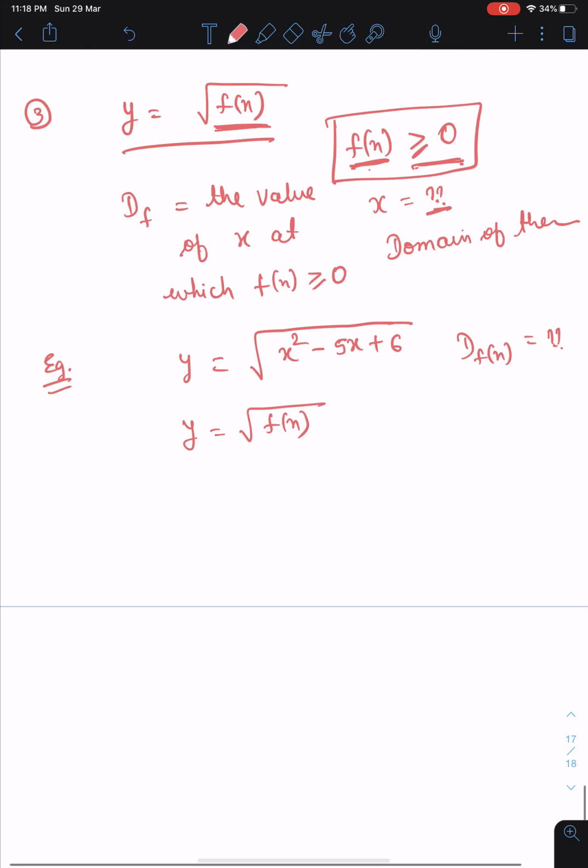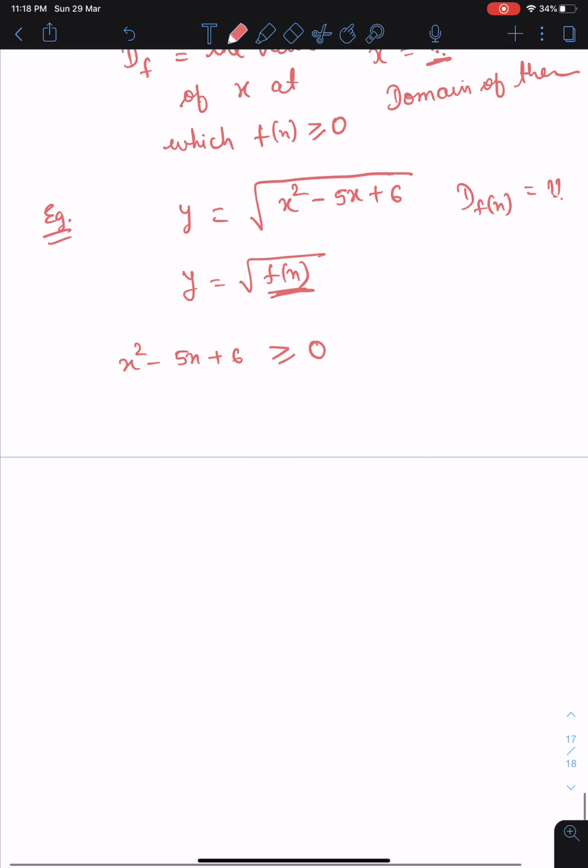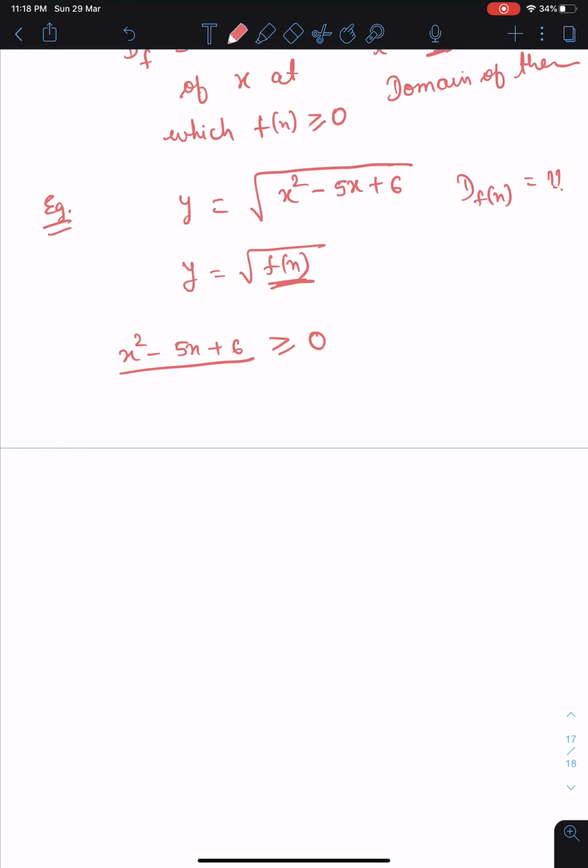That means whatever is inside the under root, x square minus 5x plus 6, should be greater than or equal to 0. Now I hope you understand how to solve the inequality. To solve it you have to factorize it first. I'm using middle term splitting. The multiplication needs to be 6 and the addition needs to be 5. So after middle term splitting, it will be x square minus 3x minus 2x plus 6 greater than or equal to 0. That means (x minus 3) into (x minus 2) should be greater than or equal to 0.